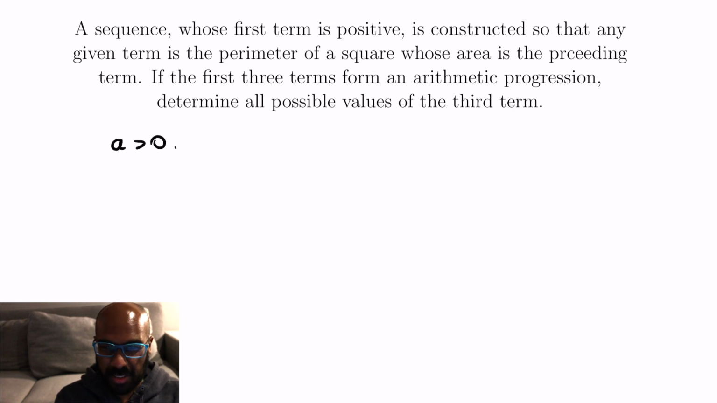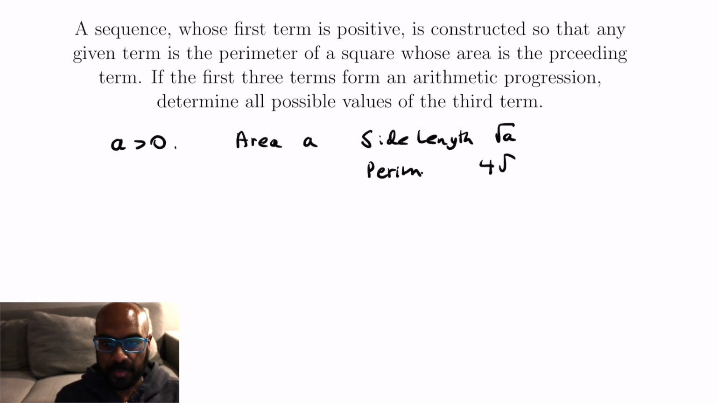The way it's constructed is we have the first term as the area of something, we'll call it a. The side length of a square whose area is a would be square root a. This problem is saying that the next term is the perimeter of a square whose area is a. Since the side length is root a, the perimeter will be 4 times root a.